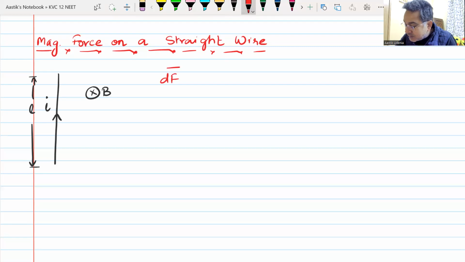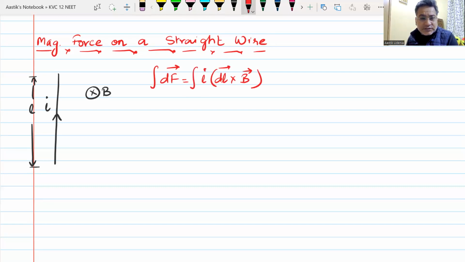The actual formula is this only, I dl cross B. That is the actual formula, the vector formula. To find the total force, we will integrate this expression. Now, if you integrate this expression, remember the magnetic field is uniform. It is not variable here. So the magnetic field is uniform and the wire is a straight wire. So what happens when you integrate this?